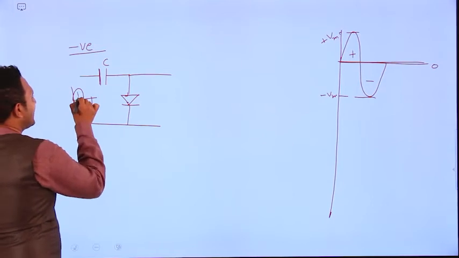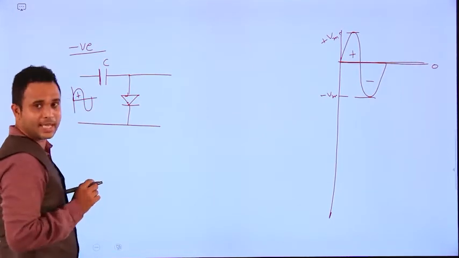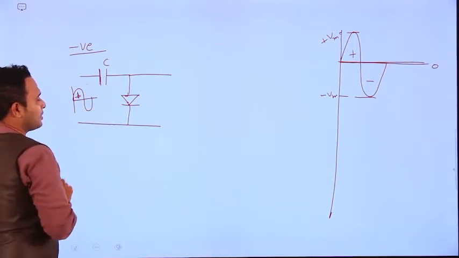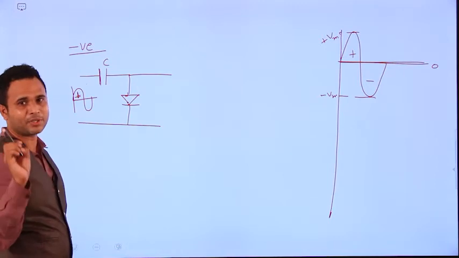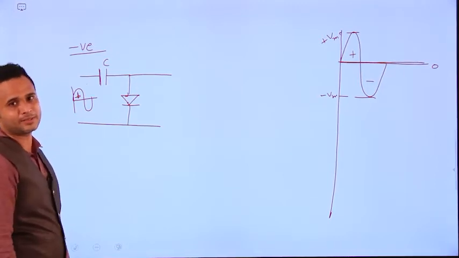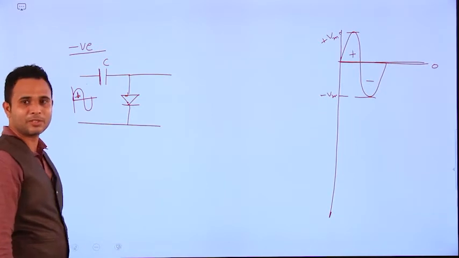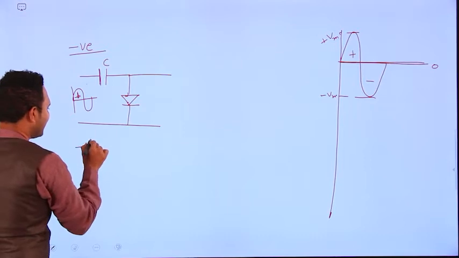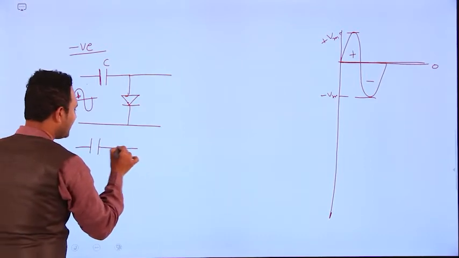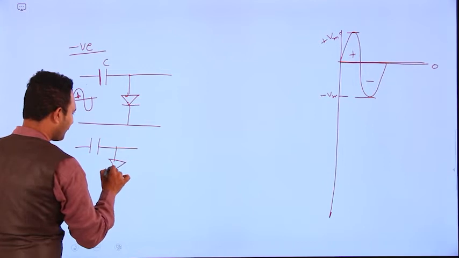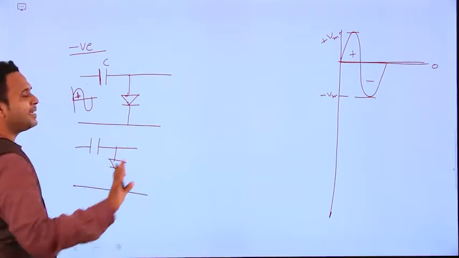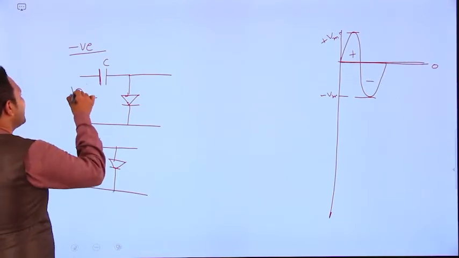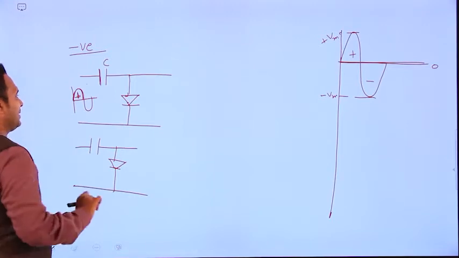When the positive peak is applied to the capacitor, initially the capacitor charges. Nothing else happens, and nothing comes as output. This is the first instant. Up to the maximum of this peak, the capacitor keeps charging.